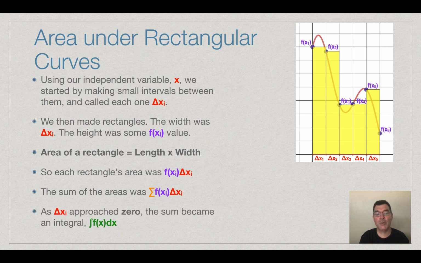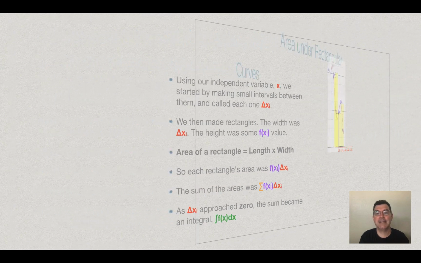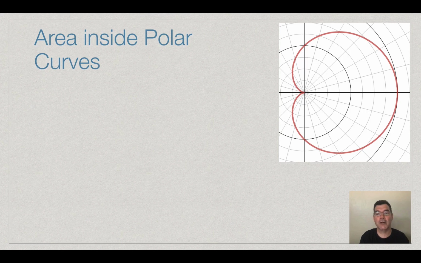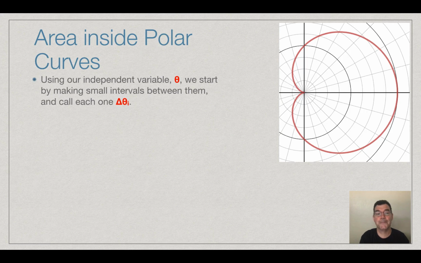And so what we would do is let delta x approach 0, and that sum would become an integral. It would be the integral of f of x times dx instead of delta x. So let's see how that applies to polar curves, because the results are quite interesting.